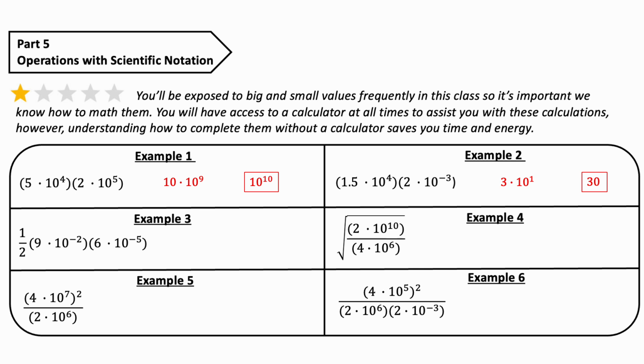With example 3, we have a 1/2 in front, 9 times 10 to the negative 2, 6 times 10 to the negative 5. We're seeing, of course, I want to put those 10s together and get 10 to the negative 7. I can go ahead and do 9 times 6, but what am I going to do with that 1/2?